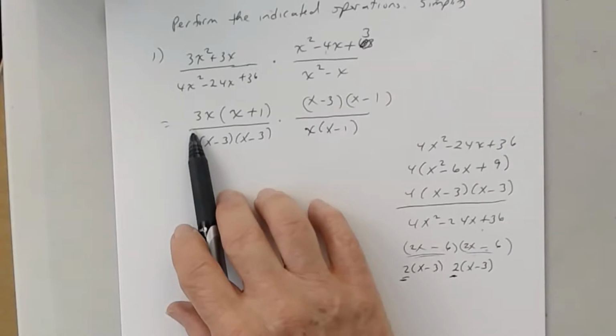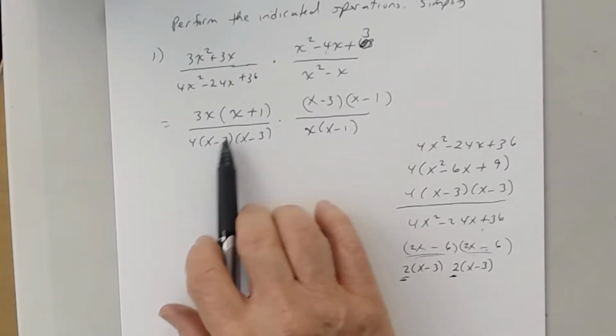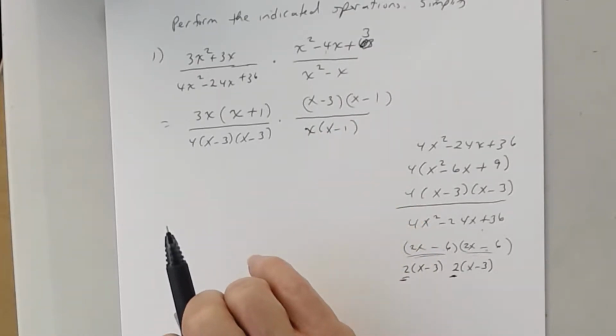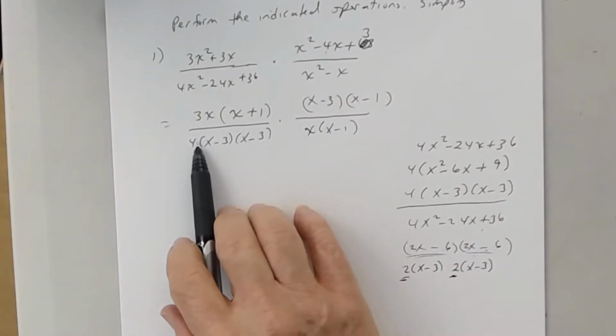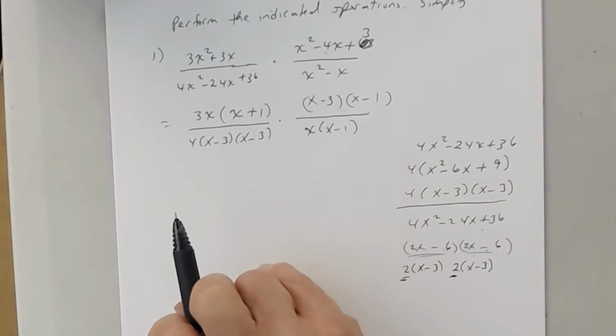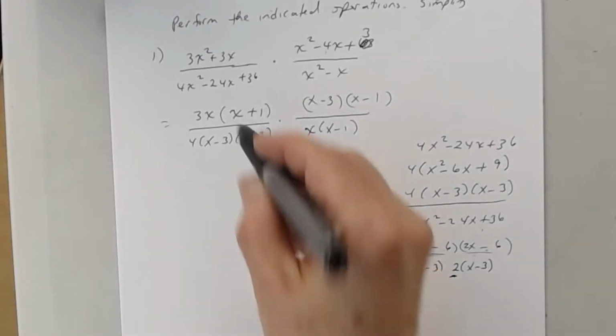What's the first factor in the numerator that you see? 3. Will 3 reduce with any factor that's in the denominator? No. All right, so I'm going to leave 3 alone. What's the next factor that you see? X. Will x reduce with a factor that's in the denominator? Yes, which one? The x right here.